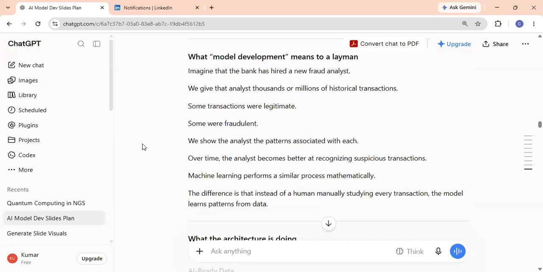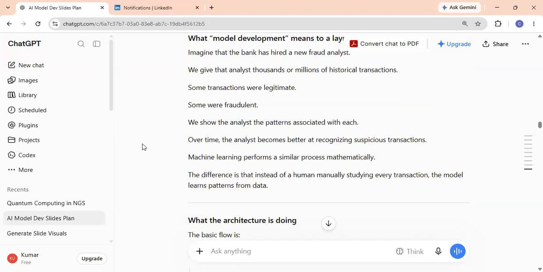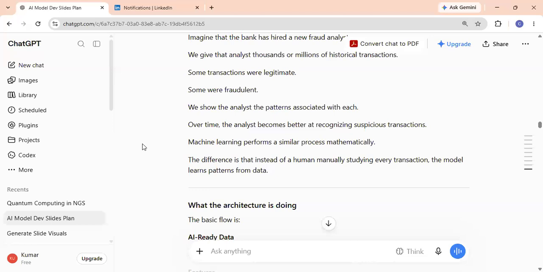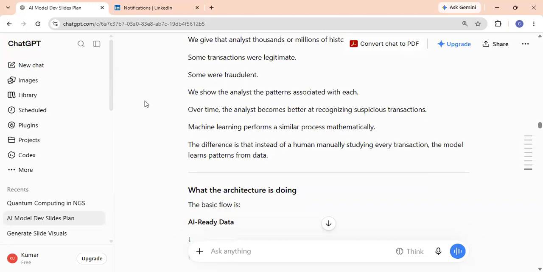Some were fraudulent. We show the analyst the patterns associated with each. Yes, what are the data patterns? Over time, the analyst becomes better at recognizing suspicious transactions. It means immediately he will take a decision, right? Because we trained him with the data. It means how you train a human in your work culture, with your work activities, with the data pieces, with the process steps, with the standards. The same way, a software AI model needs to be trained, right? Then it will make its own decisions after this training.